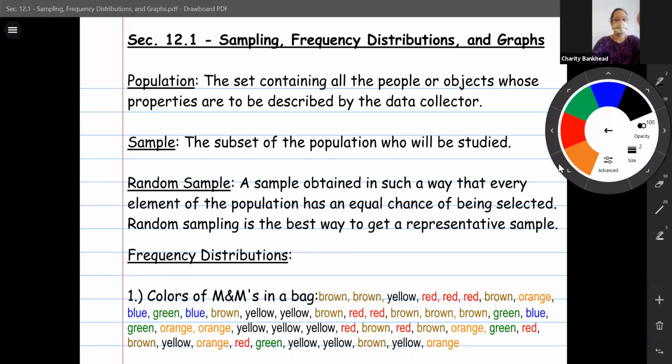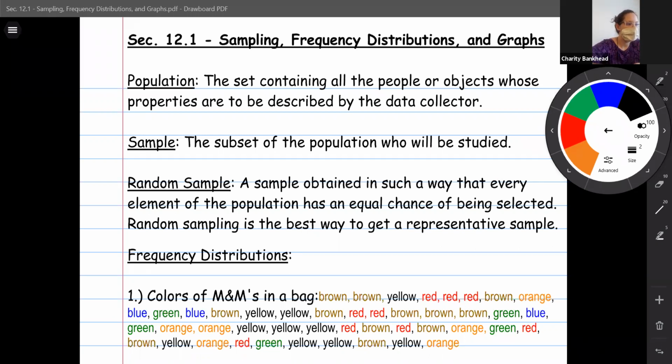Okie doke. We're on 12.1. All right, so chapter 12 is basically a little introduction into statistics. We'll just talk about a couple basic terms that are used in statistics.